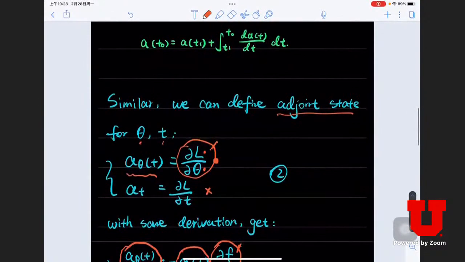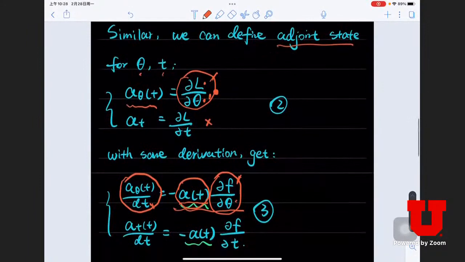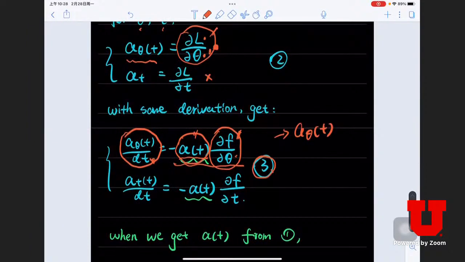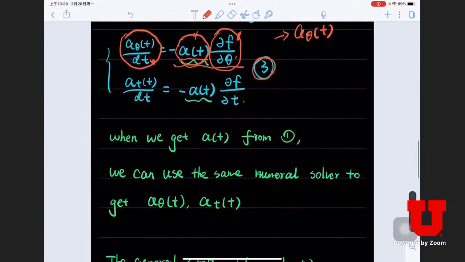So again, everything in this new ODE system, I mean Formula 3, is known. a(t) itself is known, and this term is from autodiff. Then we can call the numerical solver to solve this ODE again, and we will get a_theta(t), I mean the gradient of the loss function at the actual time step we want. So actually, we have finished everything, and let's recall the process.